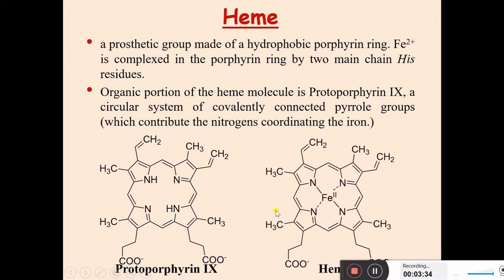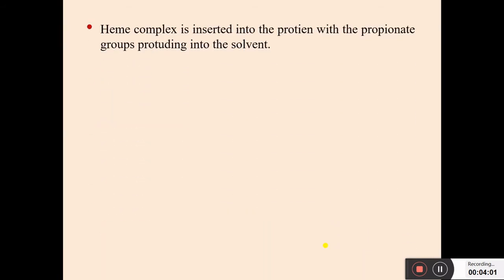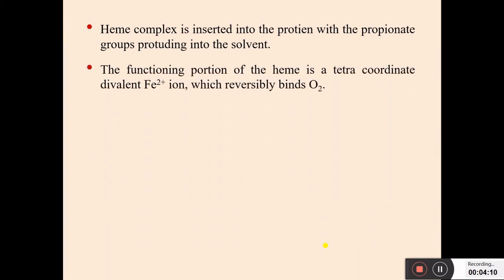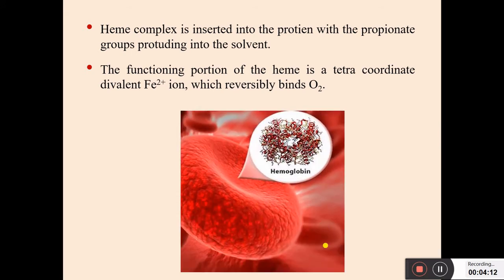So when this protoporphyrin 9 is coordinated with this Fe2+, then heme is formed. So the only difference between protoporphyrin 9 and heme is this coordination of Fe2+ ion. Heme complex is inserted into the protein with the propionate group protruding into the solvent. And the functioning portion of the heme is the tetracoordinate divalent Fe2+ ion, which reversibly binds to oxygen.